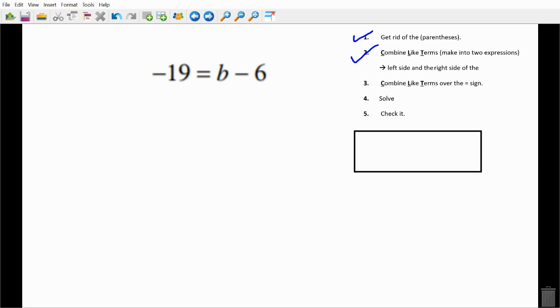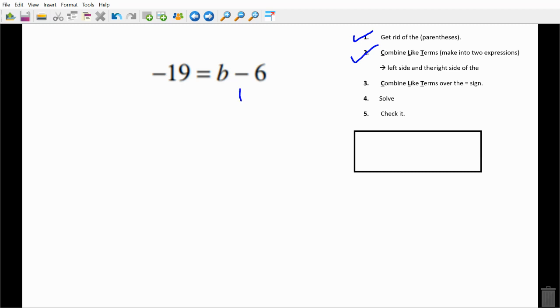It's already solved for. So we only have to do 60% of this problem, and 20% of that is just the check. So we only really have to do 2 steps here. My Alexa's going off. So ready? We are going to look at that negative 19. We can't do anything on the left side. So let's go to the right side. What can we do?